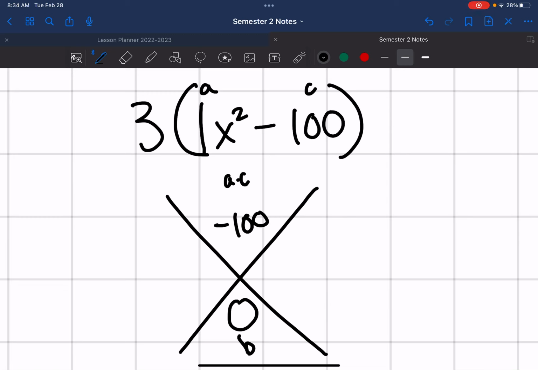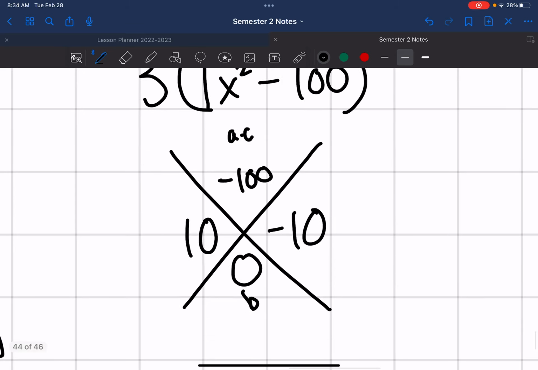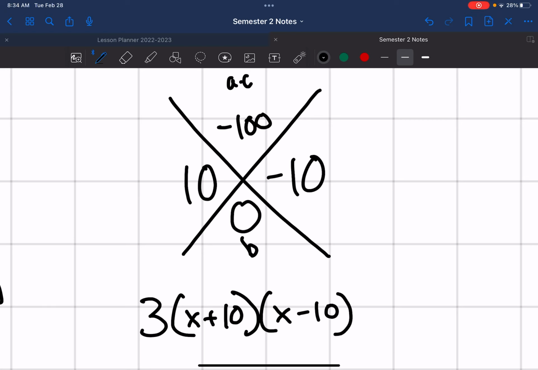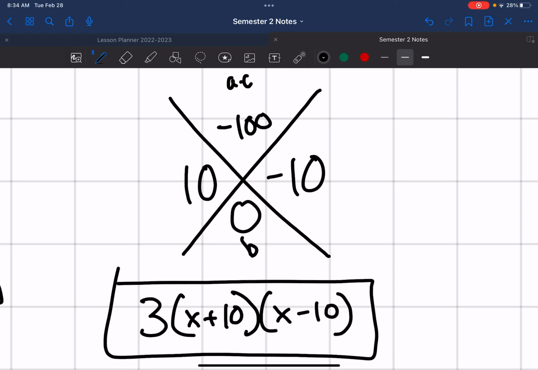If you do not, just factor. I already know, though, that 10 and -10 will give me -100. Again, the 2 numbers on the side should be the same because those will give you 0. Okay, writing out my answer. I'm going to keep my GCF on the outside. I'm going to do x plus 10, and then x minus 10 for my answers.